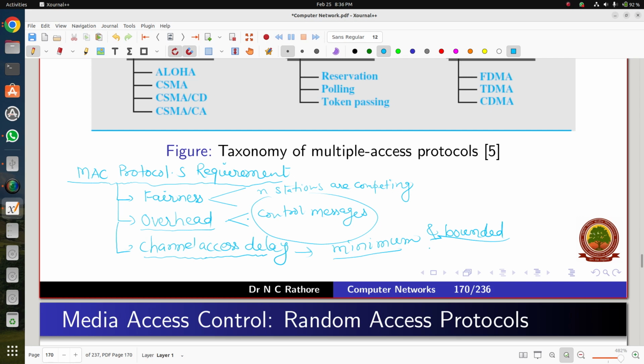And the next point: the MAC protocol should achieve the highest throughput, it should give maximum throughput. That is also another criterion, maximum throughput. Throughput and channel utilization are related.